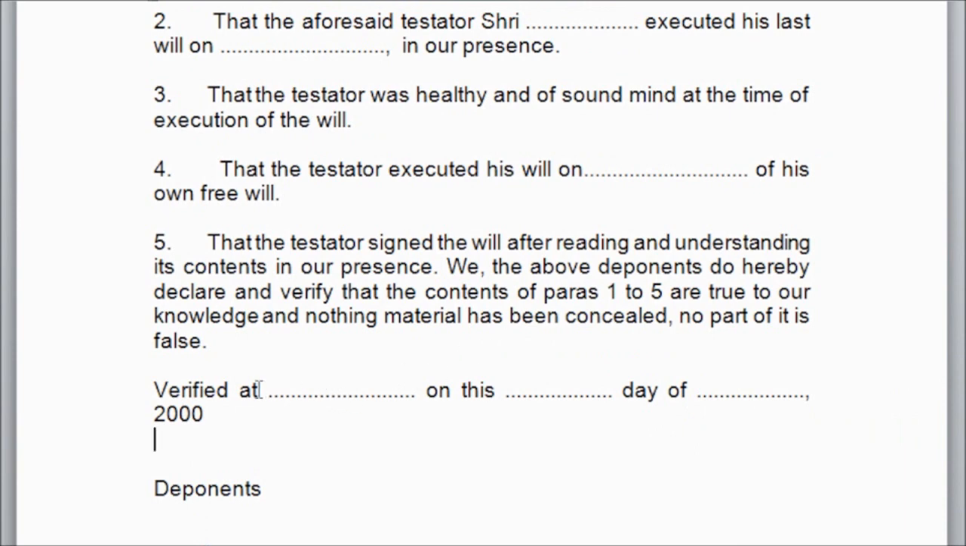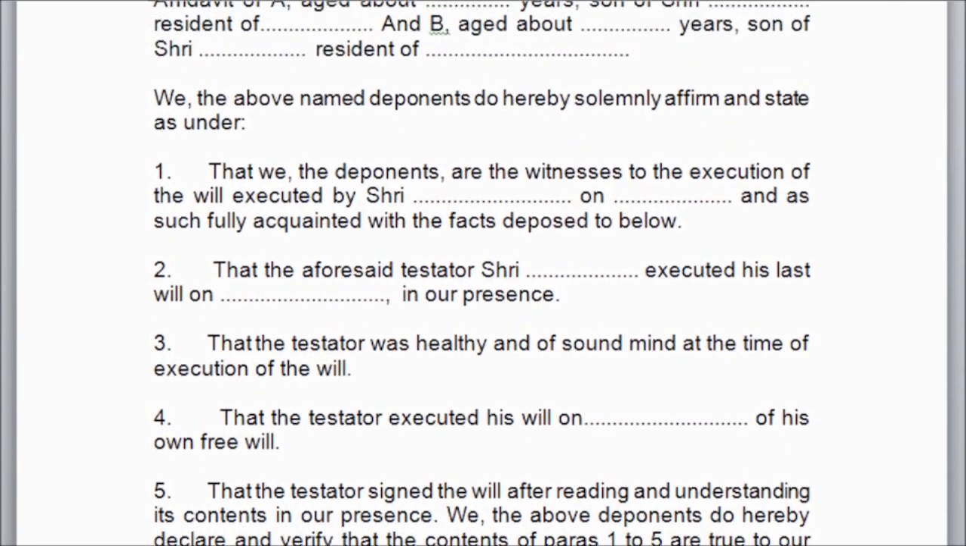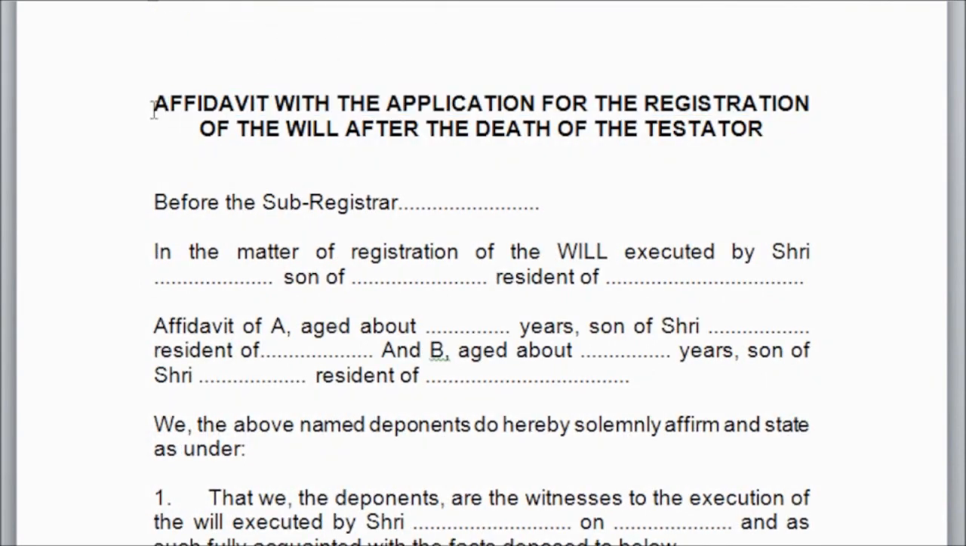After that we have to mention verified at the place where the verification was done, and on the month and day of; you can change this, you can mention the name of the place, month and date. And here the signature of the deponent will be mentioned. So this is the format of the affidavit with the application for registration of will after the death of the testator. You can download this format, the link is in the description.